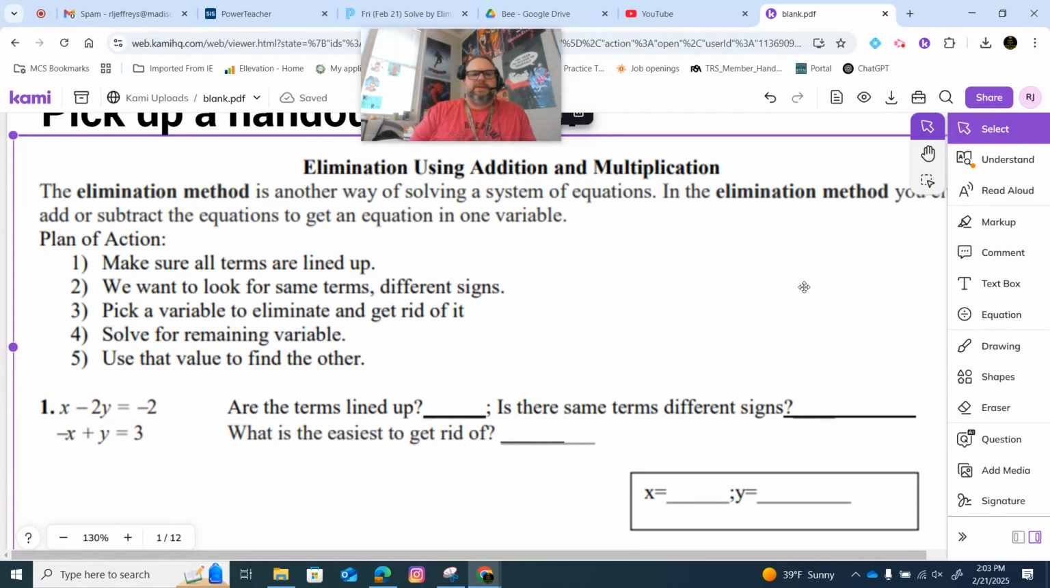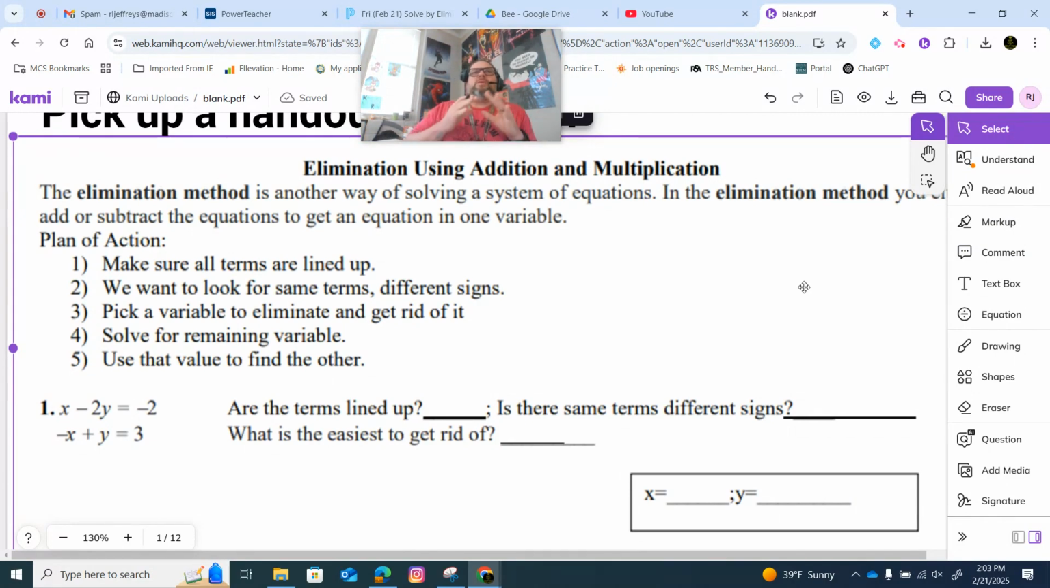Using addition and multiplication. So the goal is, basically, you are becoming a mathematical hitman. You are trying to line up your x and make sure all your terms are lined up. X is in one column, y is in one column.